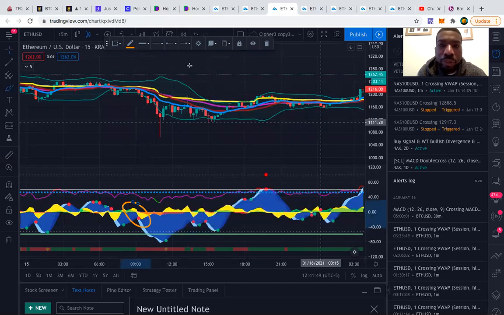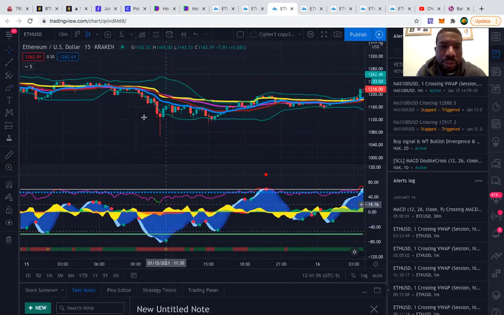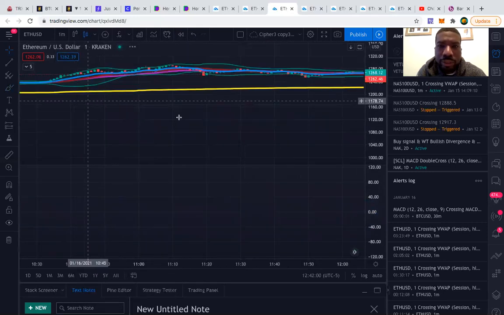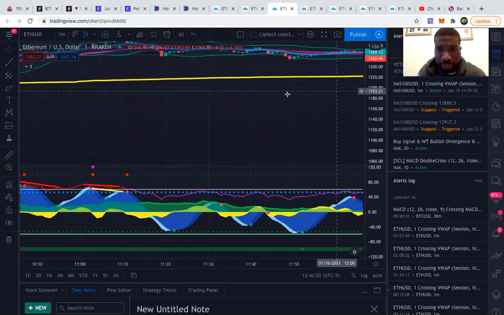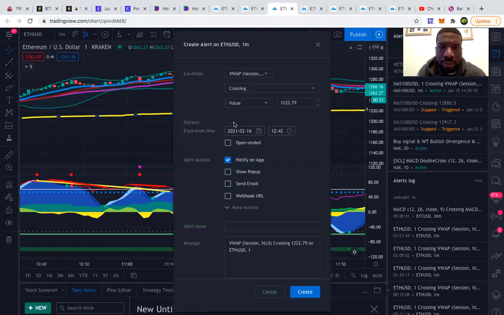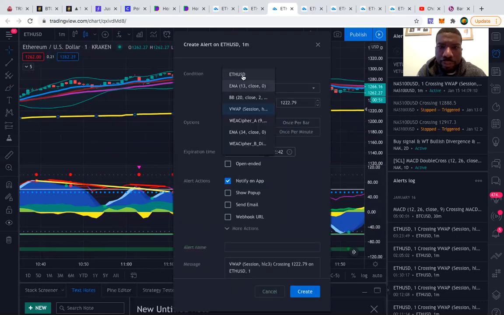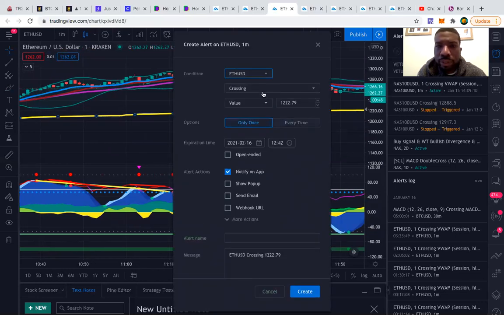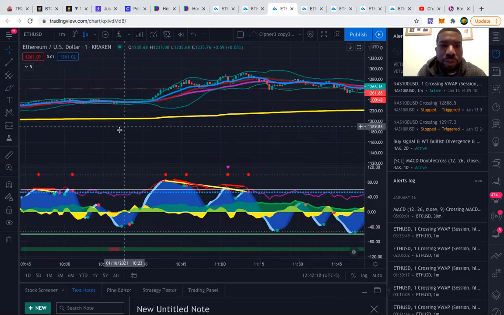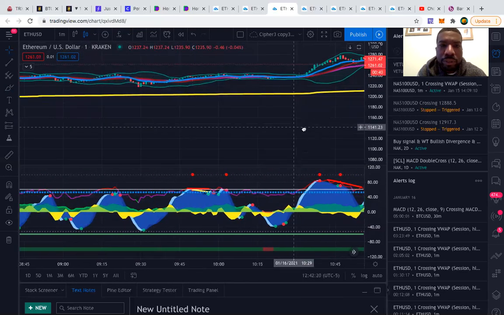But when you catch those when it's nice and tight in the beginning, and how do you do that? You got to set the alerts. So what I do is, I go to the 1 minute. I do add alert on VWAP. You find Ethereum or whatever crypto you're trading, crossing VWAP once per bar on the 1 minute. Because as soon as it crosses on the 1 minute, you're going to get an alert.